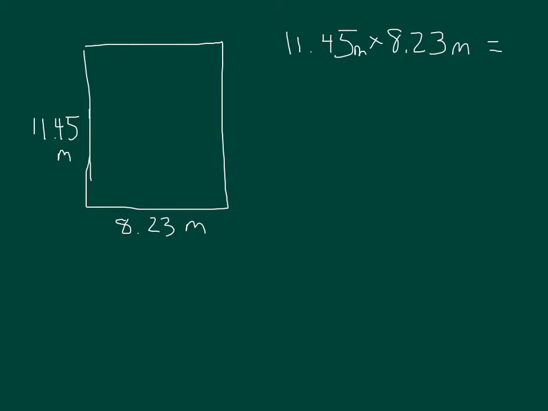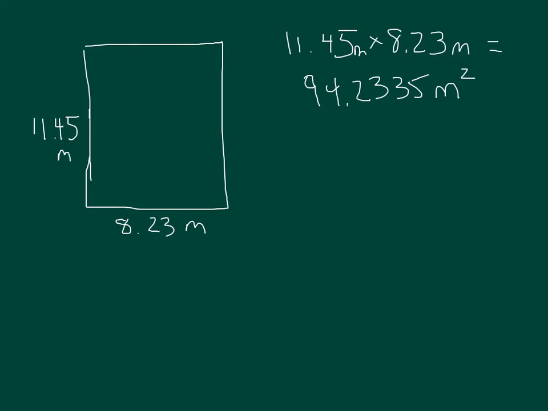I don't always plan for these things very well. 11.45 times 8.23 gives me 94.233 meters squared. Now, the original measurements we made were to the nearest hundredth of a meter. And because we measured to the nearest hundredth of a meter, we can't possibly hope to make our area measurement to the nearest 10,000th of a meter, to 4 decimal places.